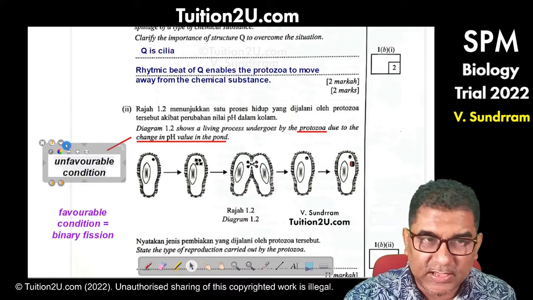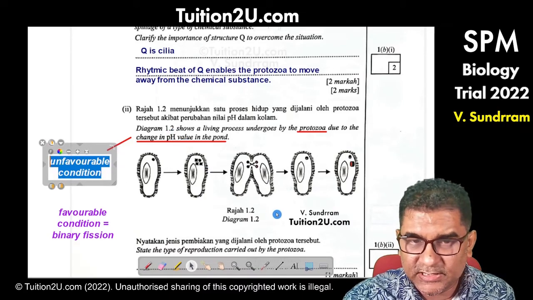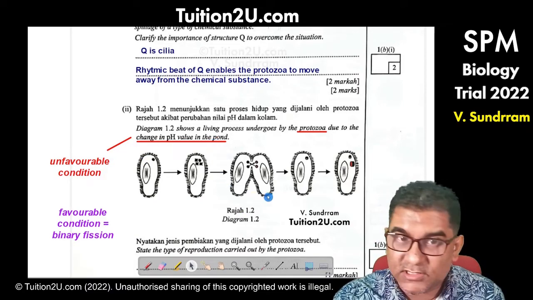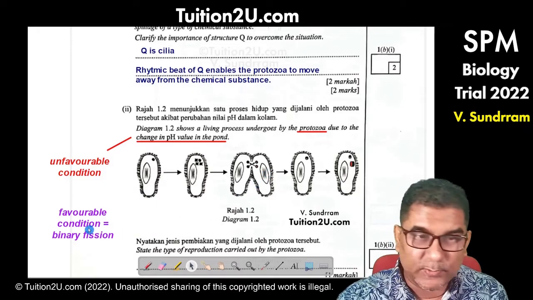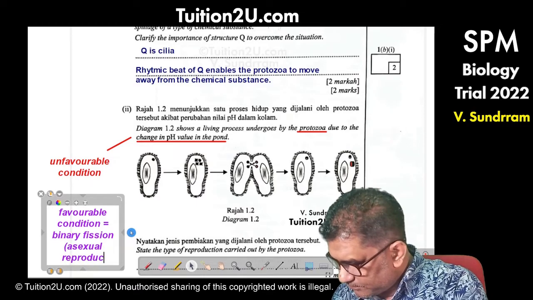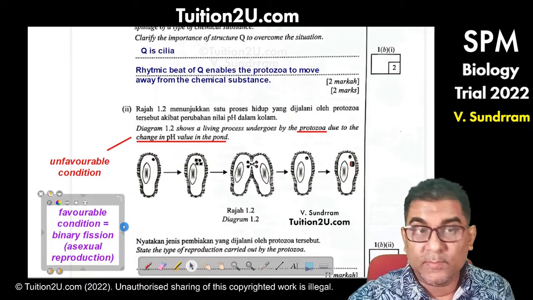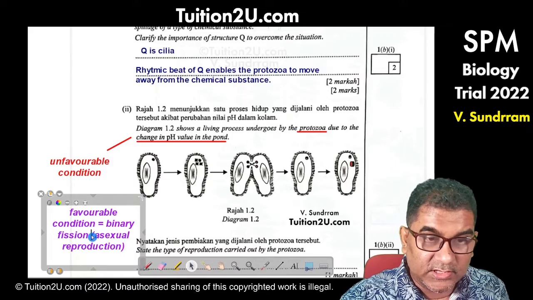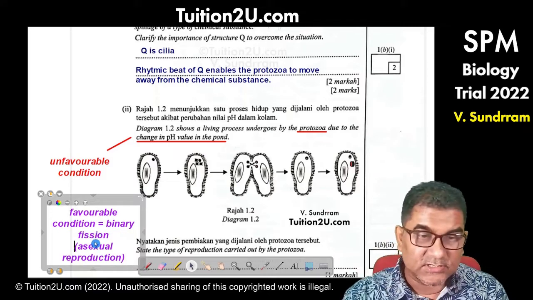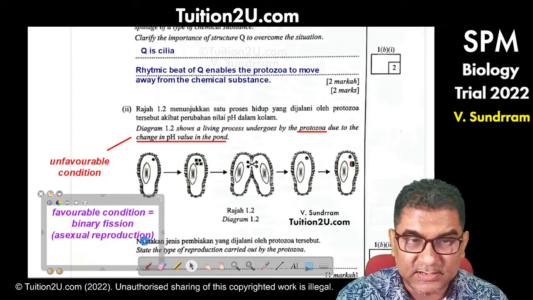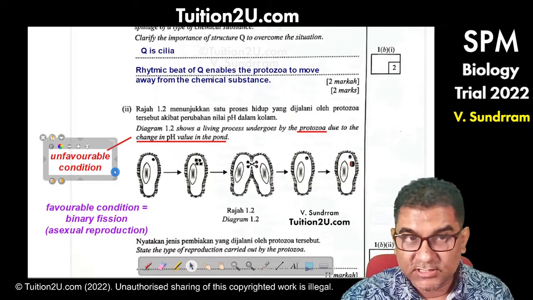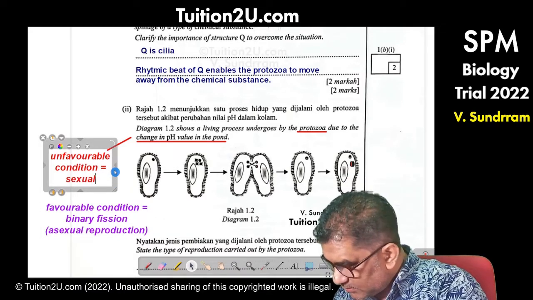So this is supposed to be unfavorable condition because the pH is changing. So when the pH is changing, it is unfavorable condition, and this is supposed to be sexual reproduction. Actually, binary fission we can put in brackets, asexual reproduction. Now normally we think asexual is done during unfavorable, but here, in favorable situation, they do asexual reproduction, which is binary fission. Favorable condition. Unfavorable condition is the time they do sexual reproduction.